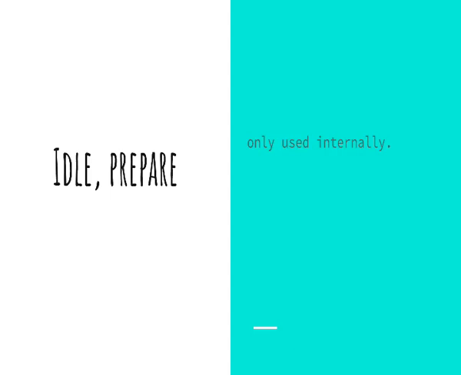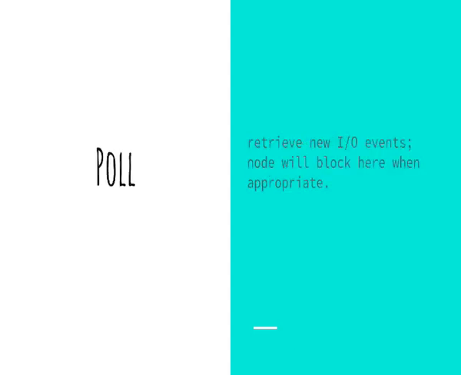The next two steps are basically internal only. We can just ignore them. The one after that is poll. This is when we actually retrieve new IO events. So this is where we actually schedule the events that will be like receiving more and more data. And this is where you would generally block. So if you're reading from a file, or you're reading from a network connection, etc., when the data is actually being processed, you will block at this stage.